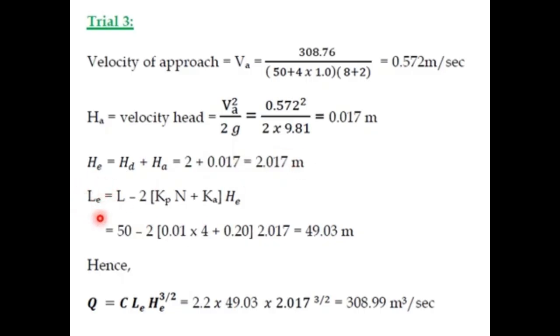The effective length can be calculated again as 49.03 using the new value of HE, and hence the discharge can be calculated. The previous trial was 308.76, whereas here we are getting 308.99. Since these two values are almost close, we can stop.